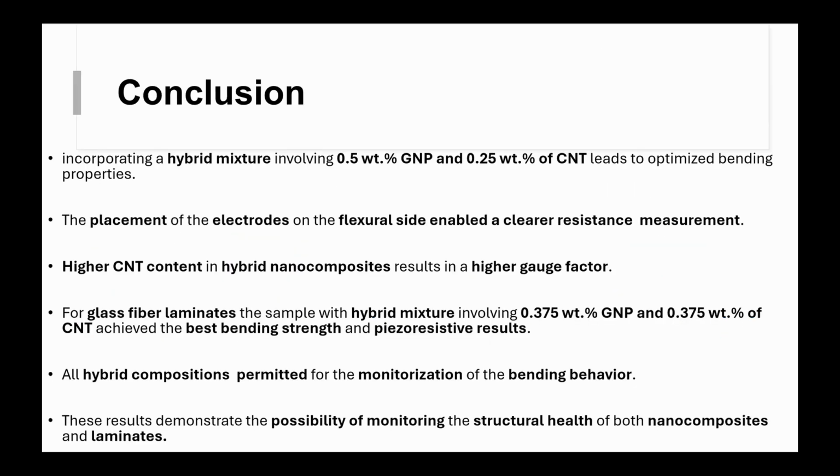So to conclude, through this work, we can conclude that incorporating a hybrid mixture involving 0.5% of graphene and 0.25% of carbon nanotubes leads to optimized bending properties. The placing of electrodes on the top of the specimen leads to clear resistance measurements. Higher carbon nanotube contents in hybrid nanocomposites result in higher gauge factors. And for glass fiber laminates, the samples with hybrid mixture of 0.375% achieve the best bending strength and piezoresistive results. And these results demonstrate the possibility of monitoring the structural health of nanocomposites and composite laminates.